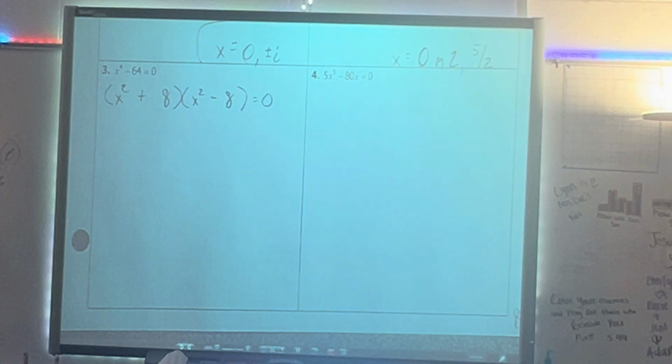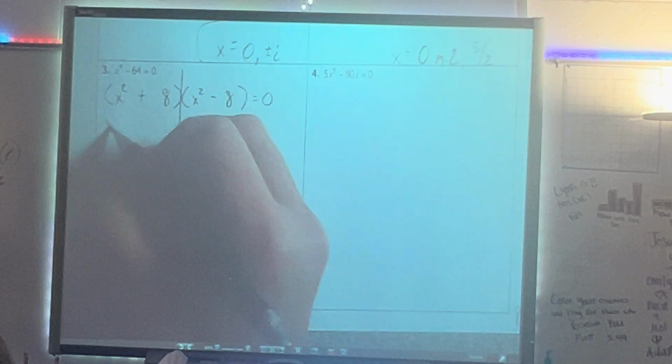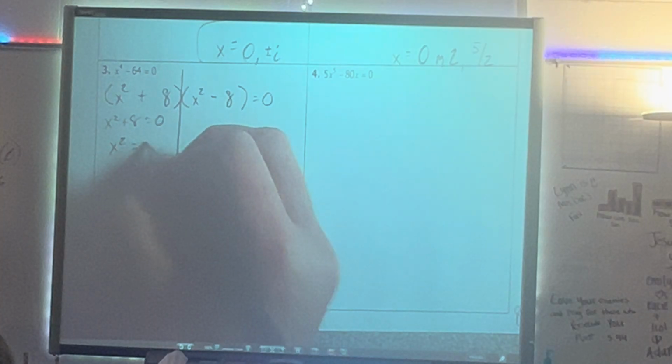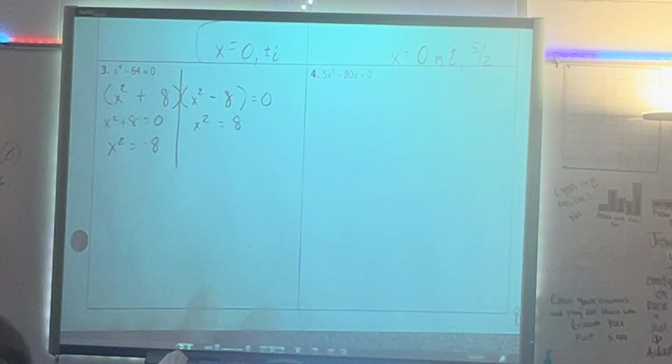All right. Now neither one of these factor any further. Everybody understand that they don't factor any further? So at this point, all I can do is set them both equal to 0. This one, when I set it equal to 0, my 8's going to go to the other side and be negative. When I set this one equal to 0, my 8's going to go to the other side and be positive. Are y'all okay there?